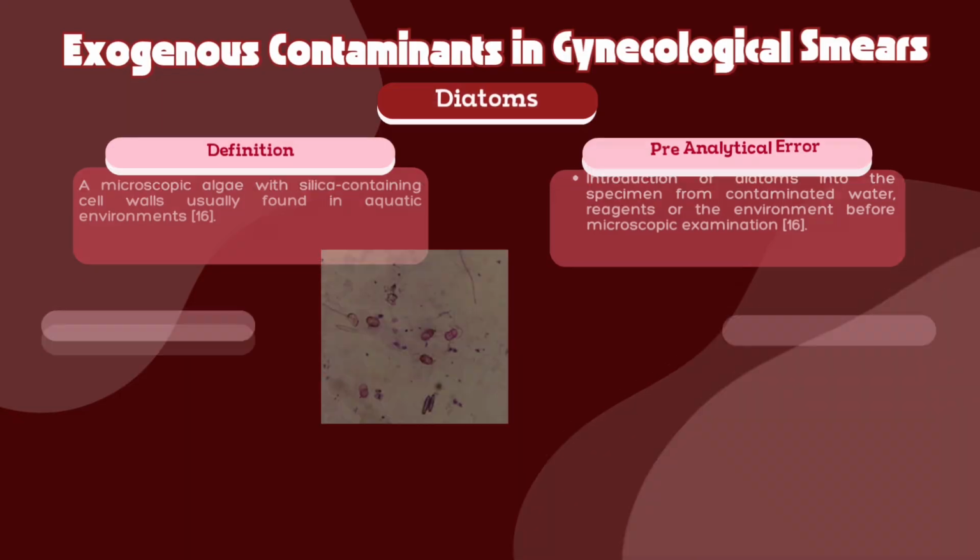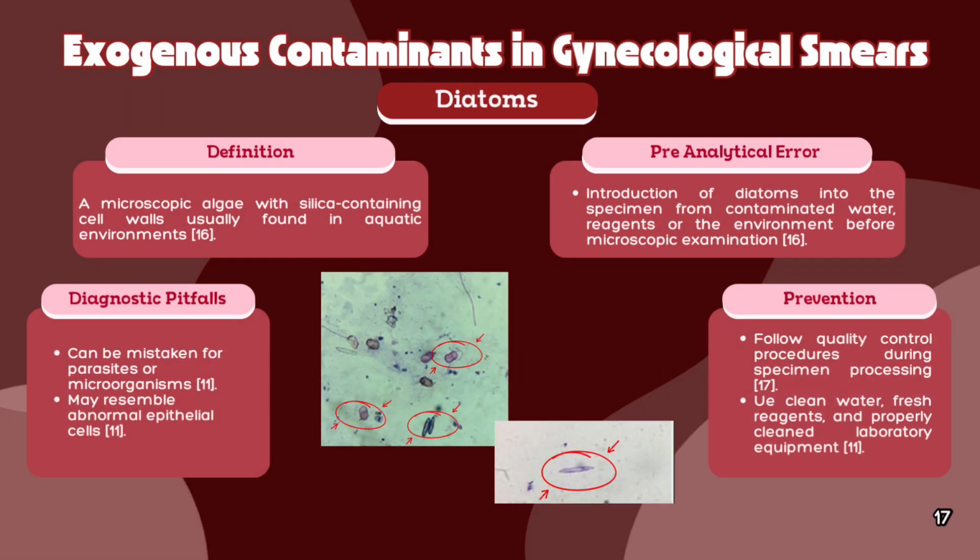Lastly, diatoms. Diatoms are microscopic algae with silica-containing cell walls commonly found in aquatic environments. They may contaminate cytology specimens through contaminated water, reagents, or environmental exposure. The diagnostic pitfall is that diatoms can be mistaken for parasites or microorganisms and in some cases may resemble abnormal epithelial cells. To prevent contamination, laboratories should maintain proper quality control by using clean water, fresh reagents, and ensuring that laboratory equipment is properly cleaned.